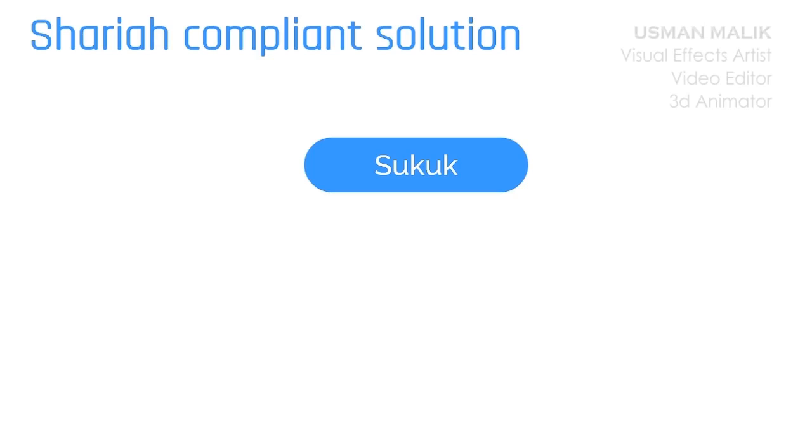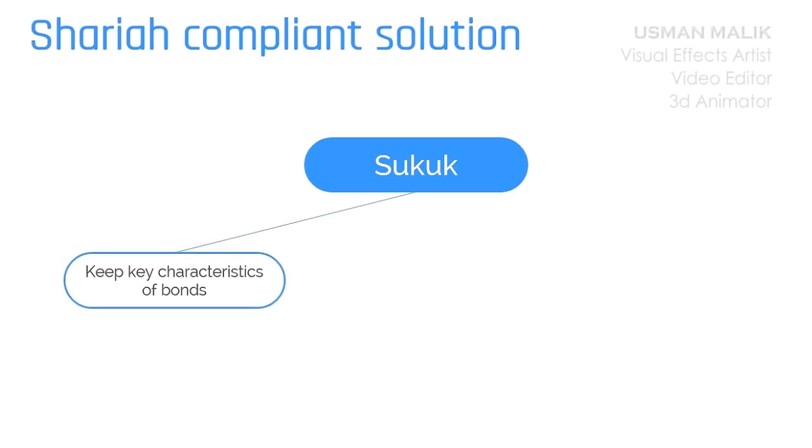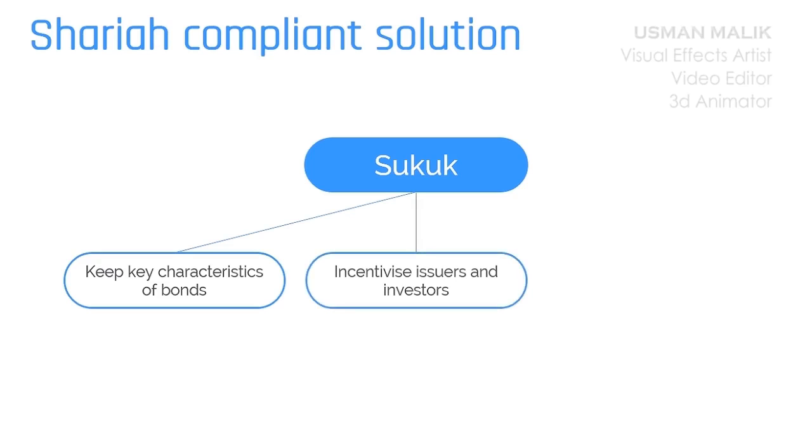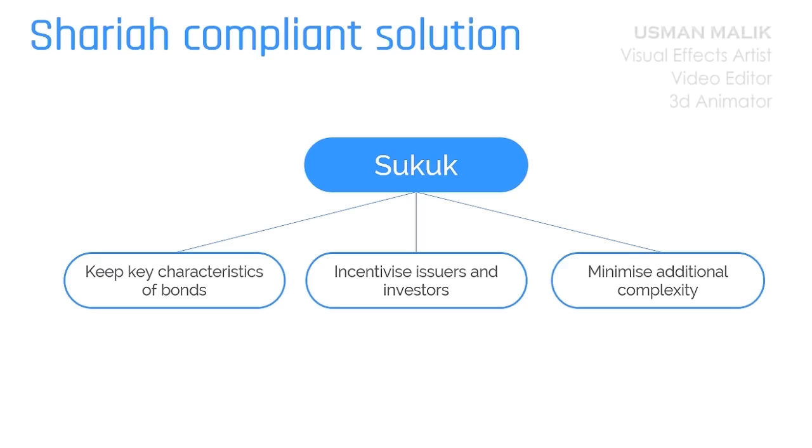So what it needs to do in order to be successful, it needs to keep the key characteristics of bonds. Because as we have seen, bonds are created for a specific reason. They provide benefits to the issuers and investors. So any sukuk that we develop to replicate this instrument must provide the same benefits for the market participants as well. By having these same benefits, it will continue to incentivize the Islamic issuers and Islamic investors and help to grow the market. And the final point is to minimize the additional complexity.